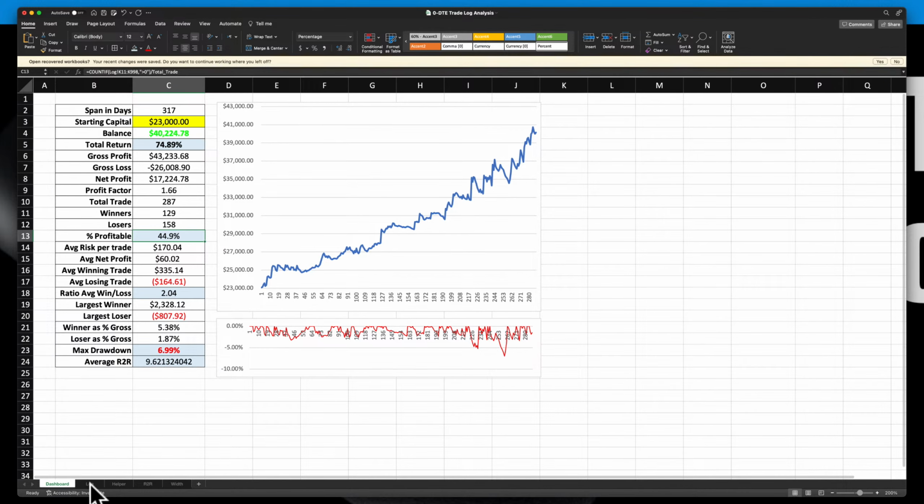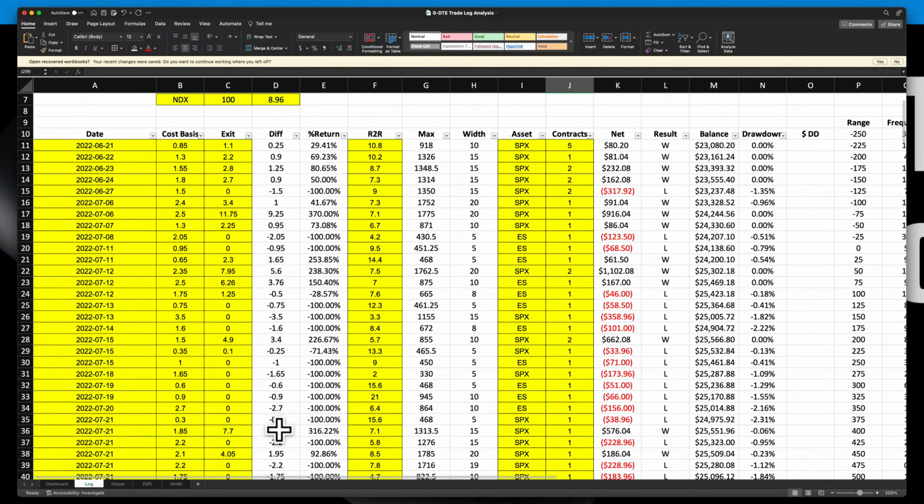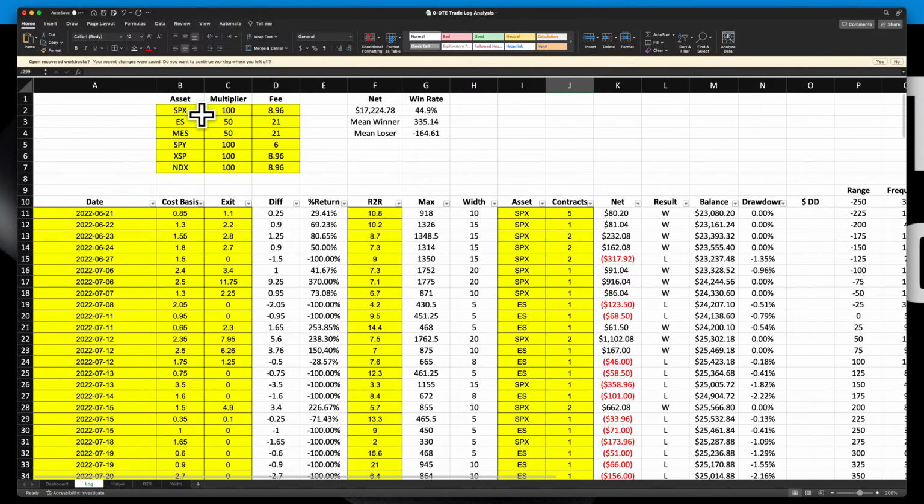Well, I guess maybe some other things that we can look at are here's all the actual returns. You'll see that I trade the SPX. I don't trade the mini ES, the E-mini, the micro E-mini, or the SPY, but I do trade the XSP and the NDX. I've been trading the NDX lately.